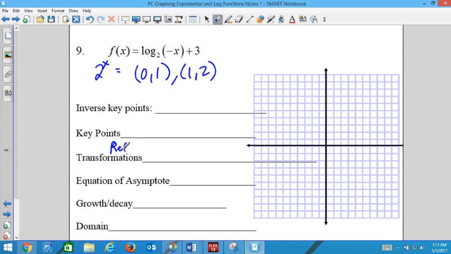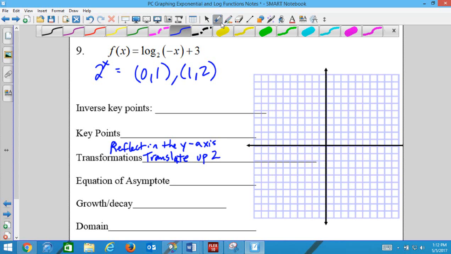I reflect in the y-axis and translate up 3.